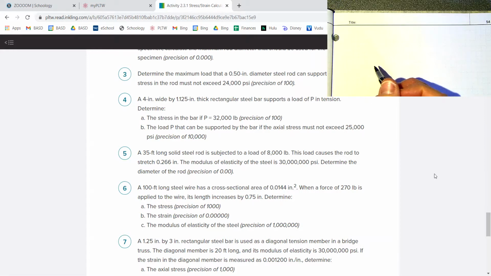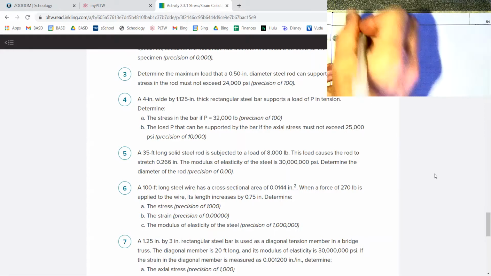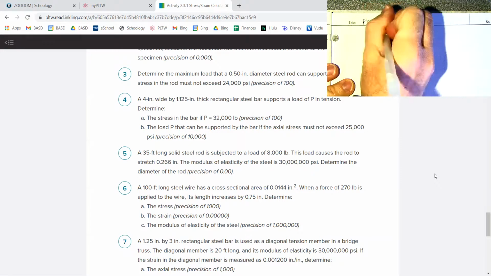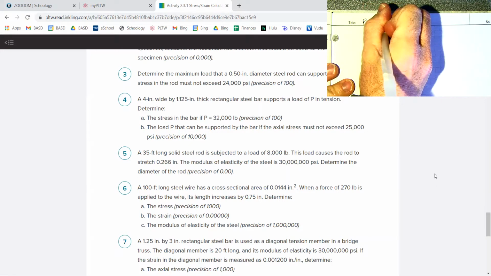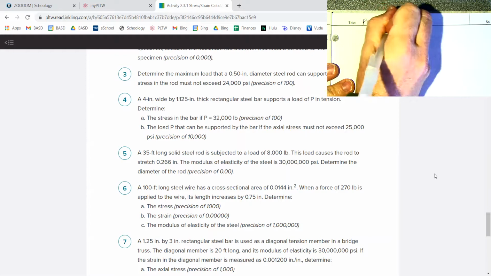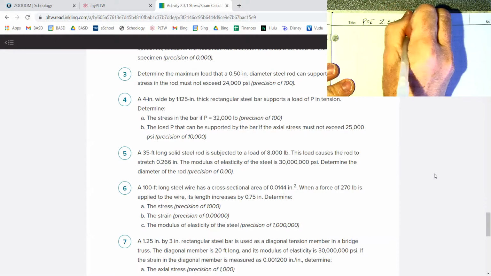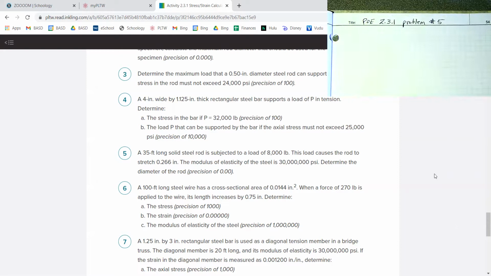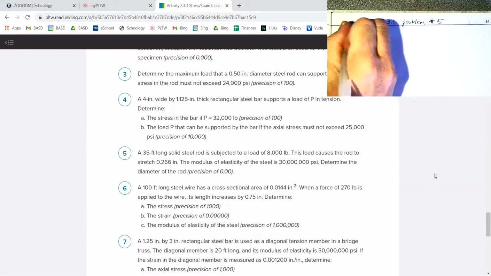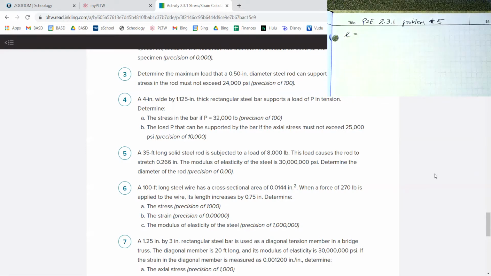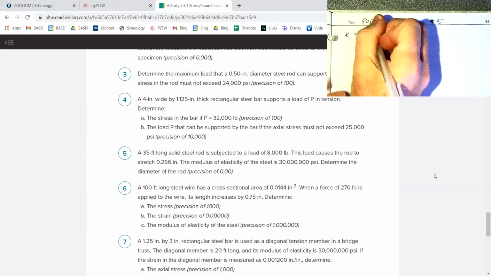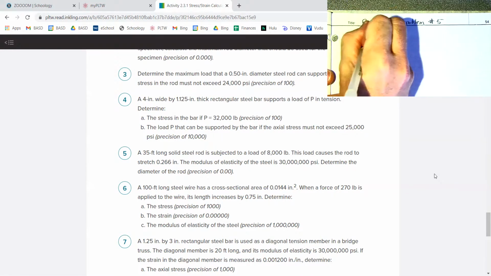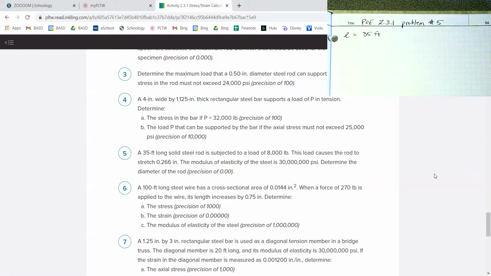So this is POE, 2.3.1, and this is problem number 5. It says a 35-foot long solid steel rod. I'm going to write that down. L, I draw a little cursive L so that it doesn't look like a 1. L is 35 feet, is subject to a load.